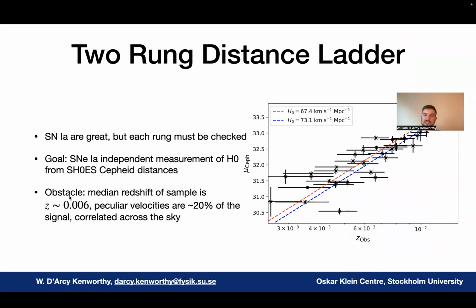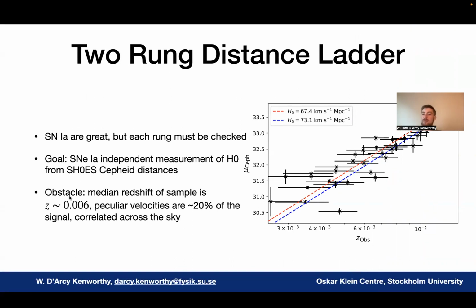So this is very interesting. It could be a sign of new physics, but it's necessary that we check every rung of our distance ladder to ensure that we're not being contaminated by some kind of unknown systematic. Type 1a supernovae are wonderful, but we need to check them as well.